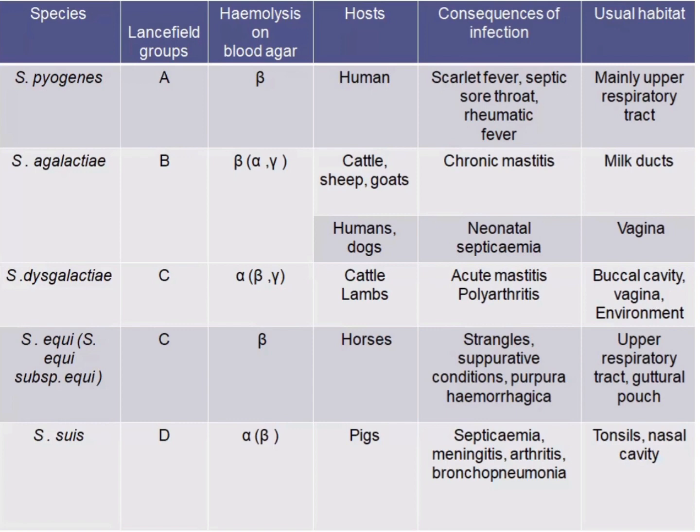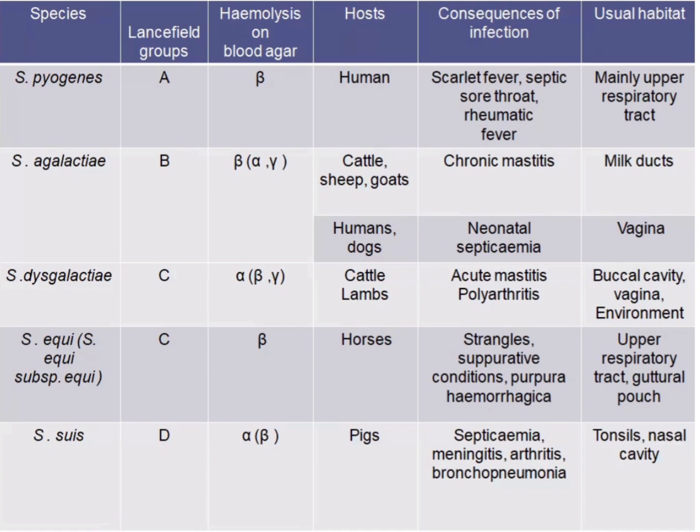Then the Lancefield grouping of the different streptococcus species. So in the first row, that is the species Lancefield grouping, in which group which species is grouped. Hemolysis on the blood agar, the different species produce different types of hemolysis on the blood agar, and which animal or humans are the host of the different species, the consequence of the infection, and the usual habitat, which system is a habitat of the different species.